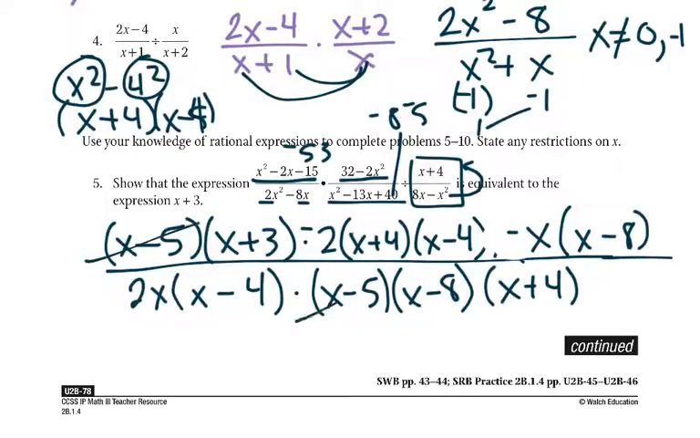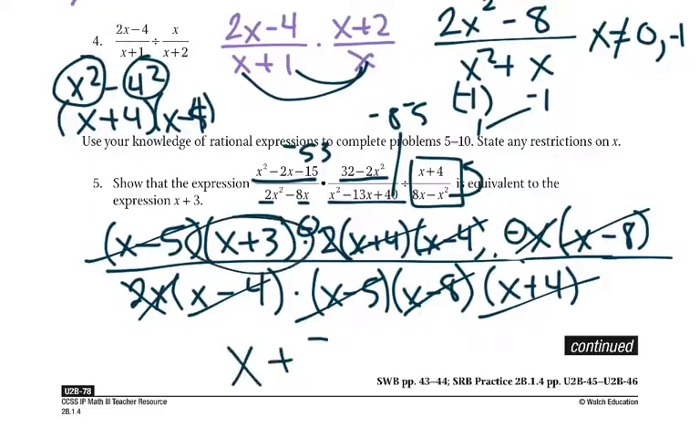Okay. So x minus 5 cancels, x minus 4 cancels, x minus 8 cancels, x plus 4 cancels, 2 cancels, x cancels, negative times a negative becomes a positive, all that's left over is x plus 3. And that's how it all gets eliminated.